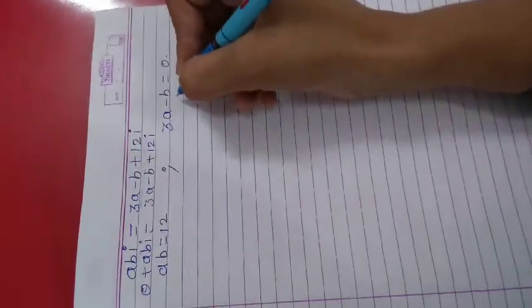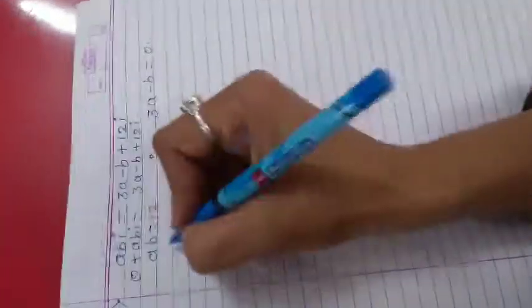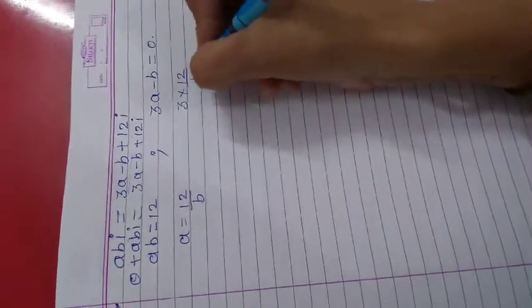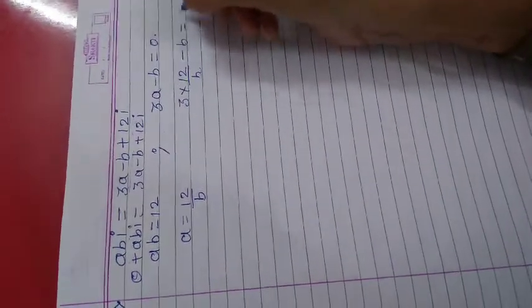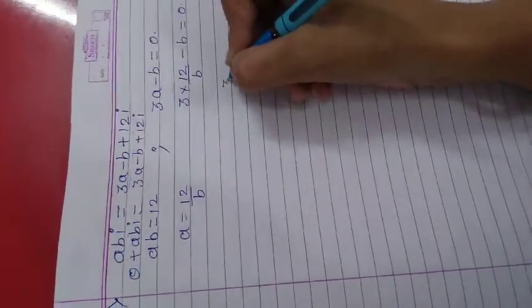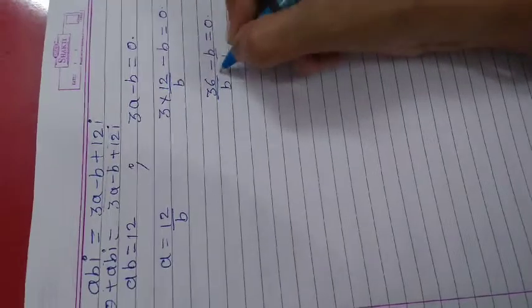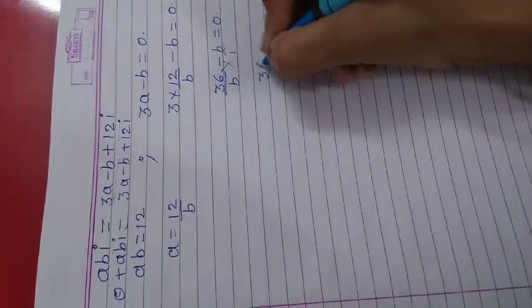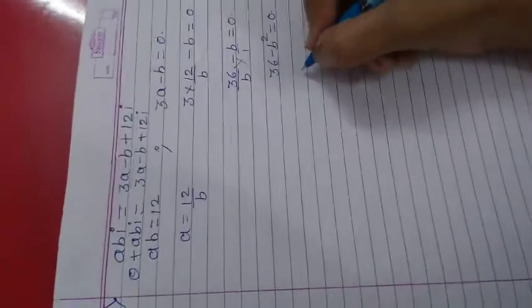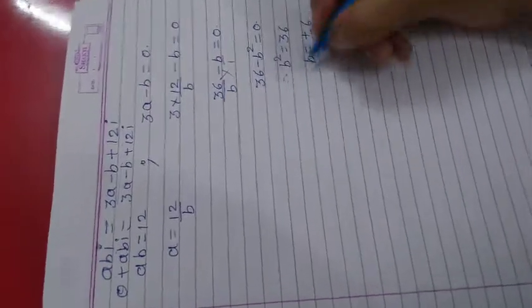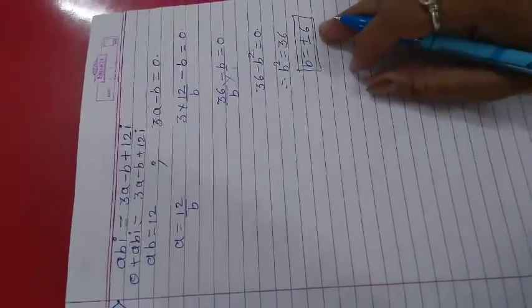So now this is equal to 0. So for solving this, suppose a is equal to 12 by b. Now substitute this value of a in this equation. So 3 into 12 by b minus b is equal to 0. So 36 by b minus b is equal to 0. So now do cross multiplication. This is 36 minus b square is equal to 0. Therefore, b square is equal to 36. Taking square root of both sides, b is equal to plus minus 6.